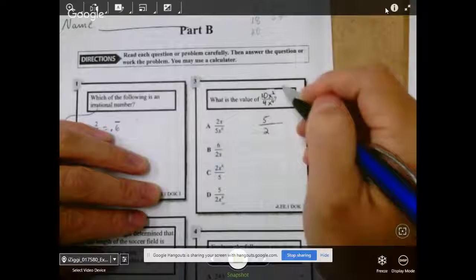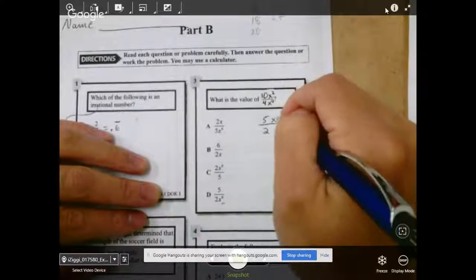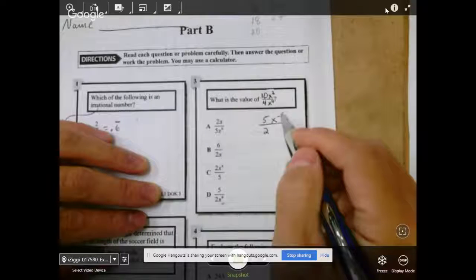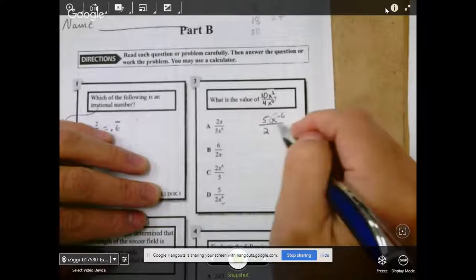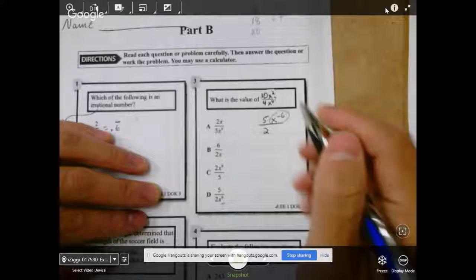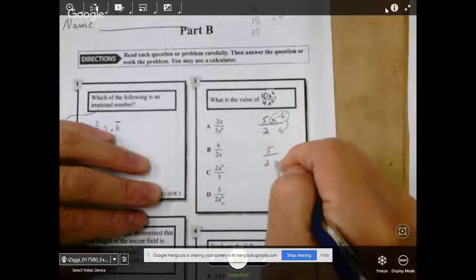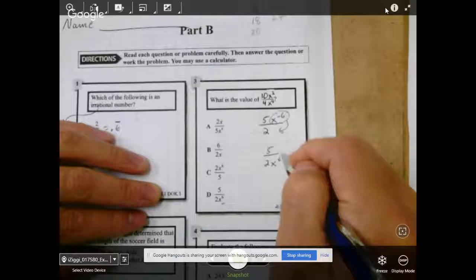But you don't want negative exponents in the end. So this negative 6, you're going to move it, and it becomes positive. The 5 stays at the top. 2x to the positive 6. This is what you want: 5 over 2x to the positive 6. There it is, option D.